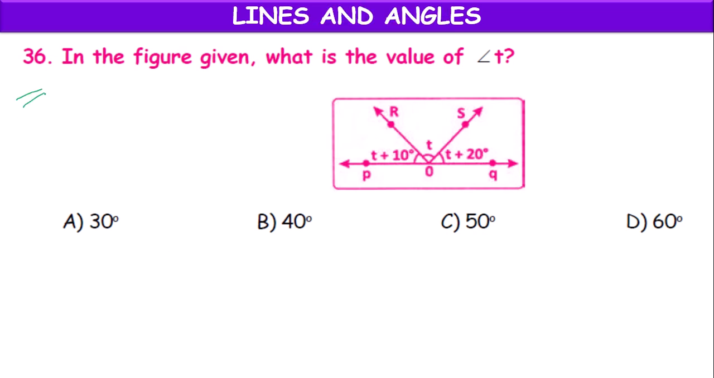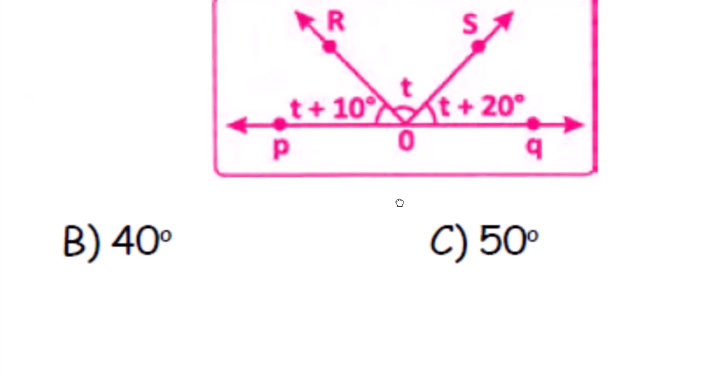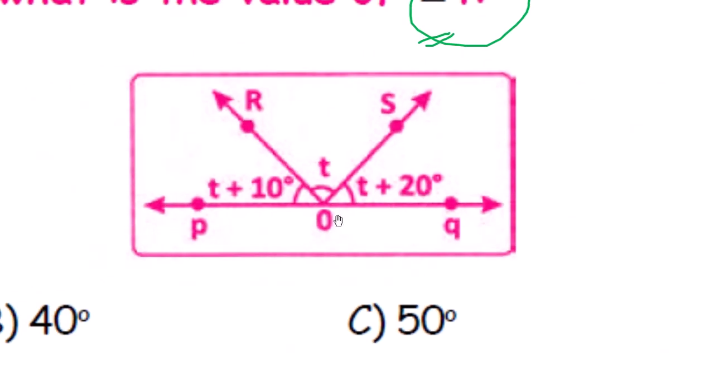Next one, 36th question. In the figure given, what is the value of angle T? If you observe the figure, this angle is T plus 10 degrees, this angle is T, this angle is T plus 20 degrees. These three angles are around a point O on the same side of the transversal, whose sum is 180 degrees.